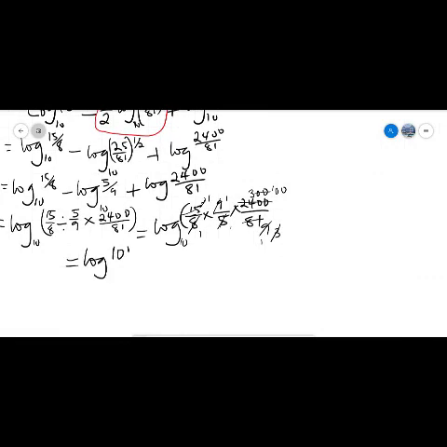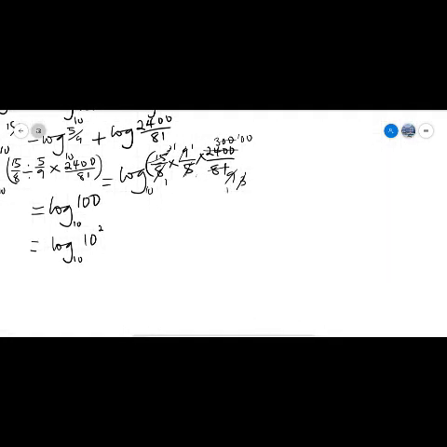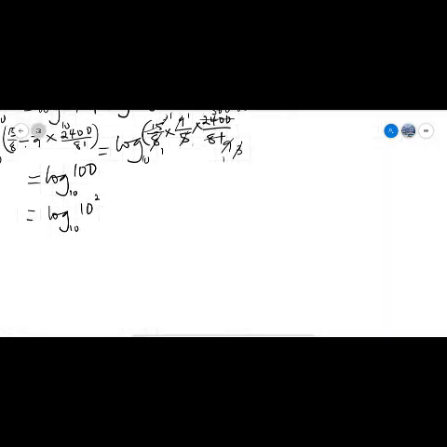log 100 base 10. And we know that 100 is same as 10 raised to the power 2. So we have base 10. So if this is the case, we're going to have, according to the laws of logarithm, 2 log 10 base 10. So I'm going to have 2 times, because the log of any number to the same base is 1. So I'll have 2 times 1, which will give me 2. So that gives us the answer.